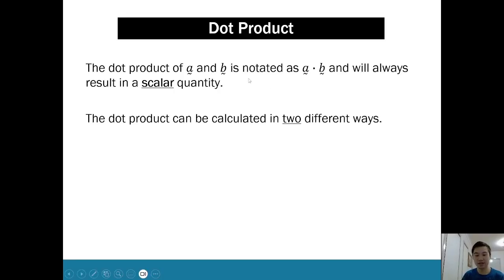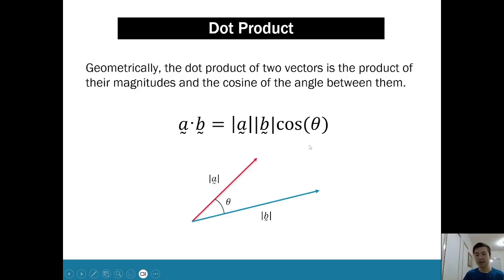So the notation for the dot product is we use this little dot, hence why it's called the dot product, and it will always result in a scalar quantity. The dot product can be calculated in two different ways. Geometrically, the dot product of two vectors is the product of their magnitudes and the cosine of the angle between them. So if we take the dot product of A and B, we multiply the magnitude of A with the magnitude of B, and then multiply that with the cosine of the angle between those two vectors, and that will give you the dot product.